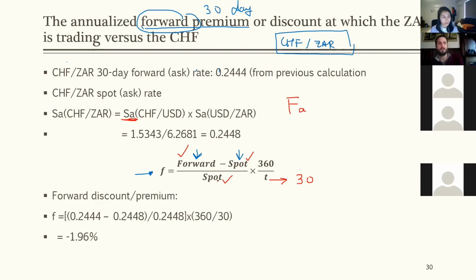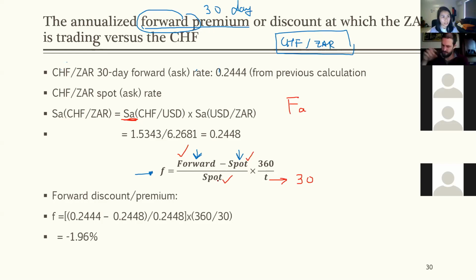Okay. What does that mean, annualized forward discount? That means if the same thing happens over the year, then at the end of the year, the ZAR will be depreciating by 2%. So its value depreciates by 2%.